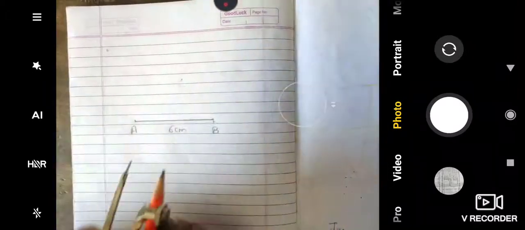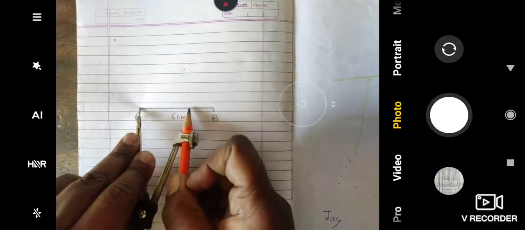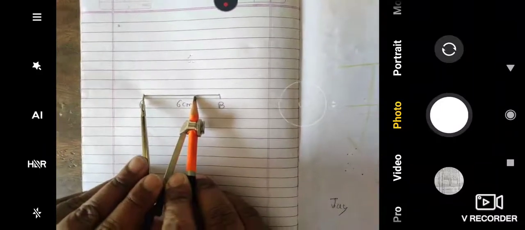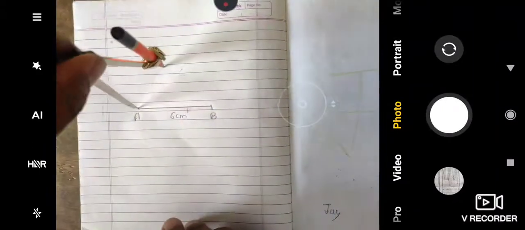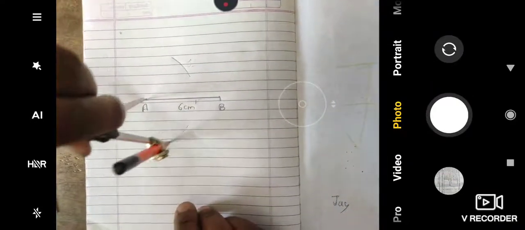Now as per the steps, this is the compass, and we have to adjust this point as I showed you before. This metal point and the pencil's nib must be at the same distance. Now this metal point we have to keep on point A. Now take more than half distance in your compass. I took more than half distance in my compass. Then I will draw the arc, one above the seg AB and one below the seg AB.